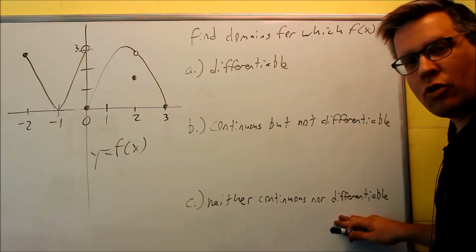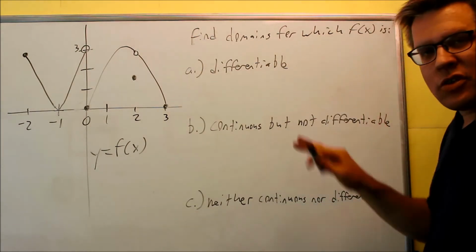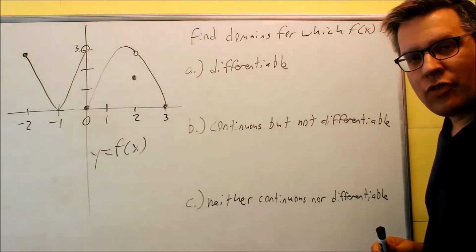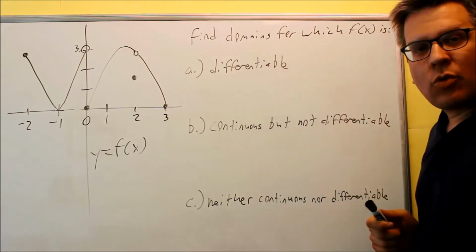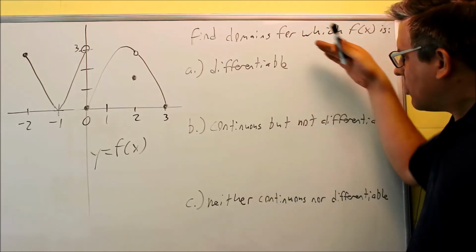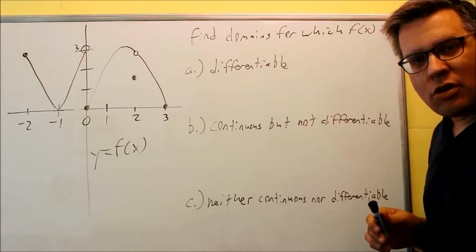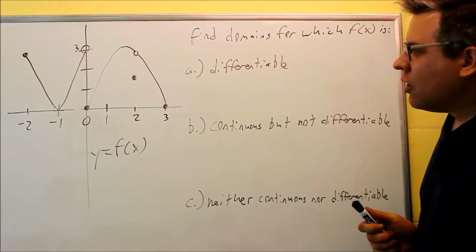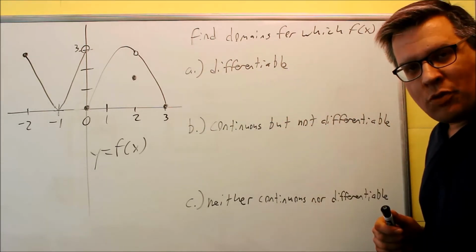Okay, we want to find the domains where the graph is differentiable, continuous but not differentiable, and neither continuous nor differentiable. So this problem is going to cover this idea, and we're going to do that by reading these values off of a graph. Domains means they want you to find the x values at which each of these situations occur. So first thing, part A is asking us for what values is the graph differentiable.